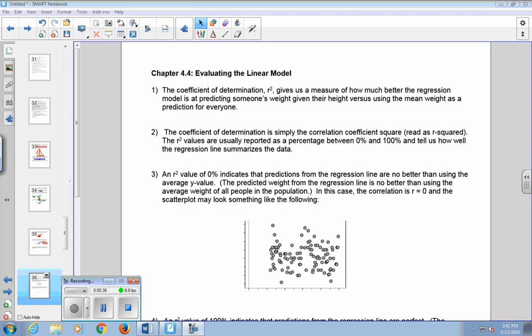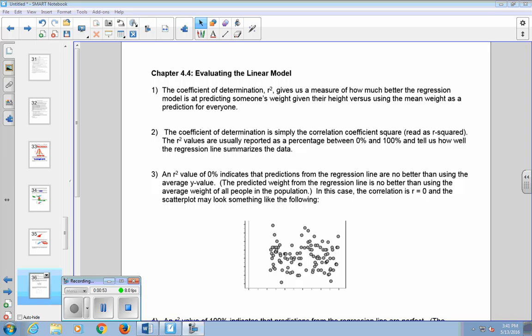All right, so number 3, an r squared value of 0% indicates that predictions from the regression line are no better than using the average y value. In other words, the predicted weight from the regression line is no better than using the average weight of all people in the population. In this case, the correlation is r equal to 0, and the scatter plot may look something like the following.